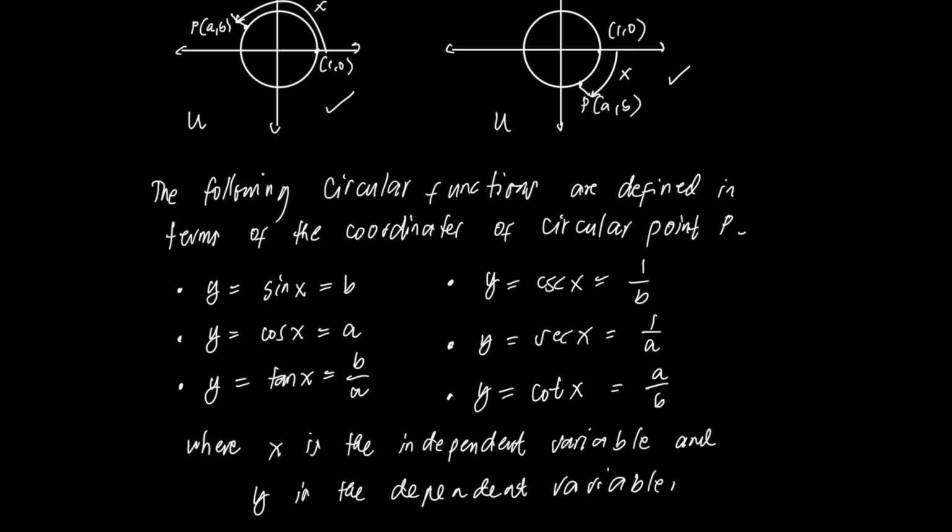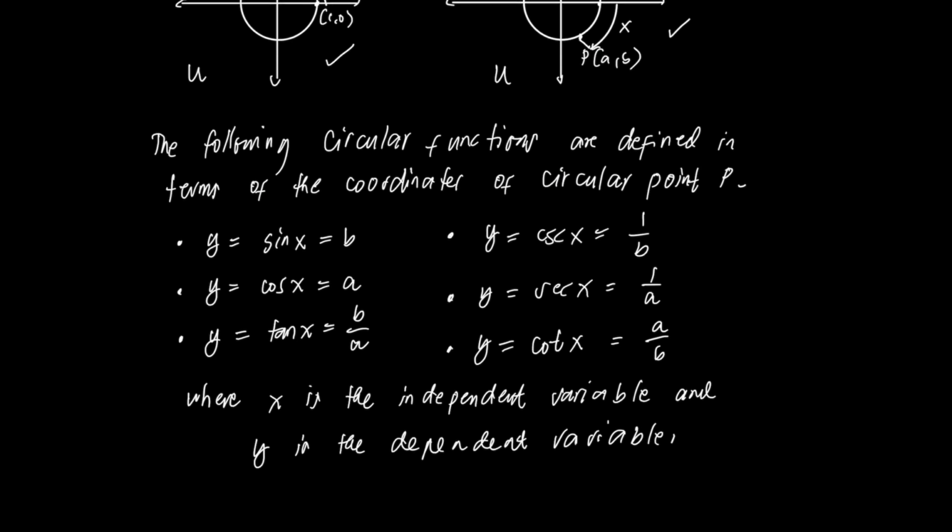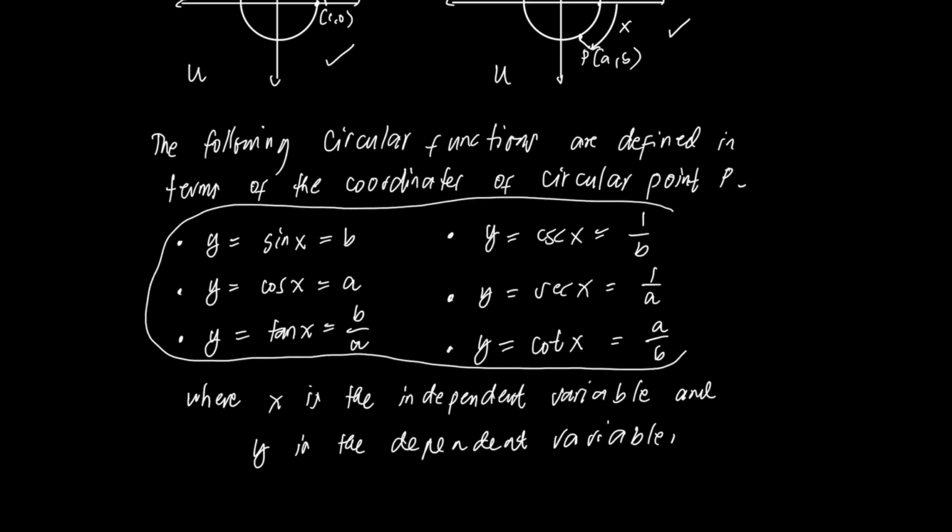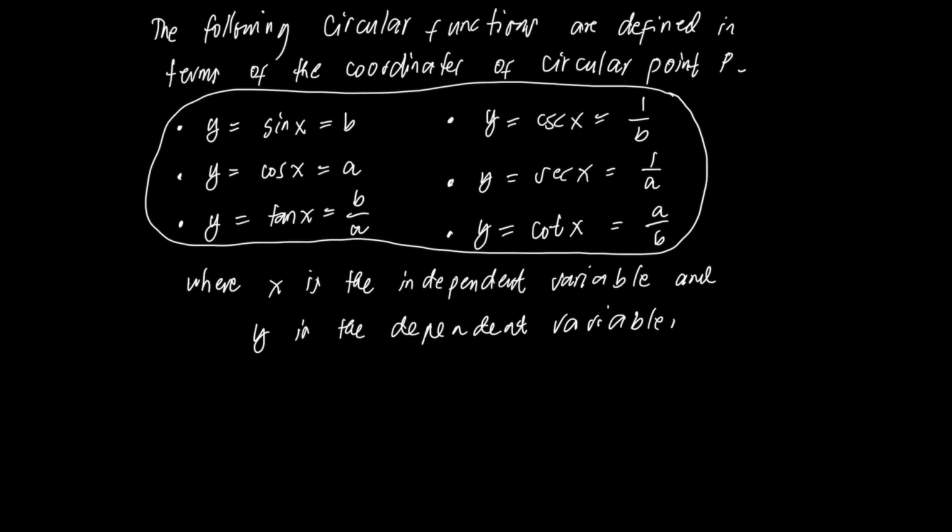So these are the 6 trig functions or circular functions. First, y equals sine x equals b. Then y is equal to cos x equals a, and so on and so forth, where x is the independent variable and y is the dependent variable. So take note of this, guys, and see the difference of these 6 circular functions from the 6 trigonometric functions of real numbers. Actually, we can relate the two.